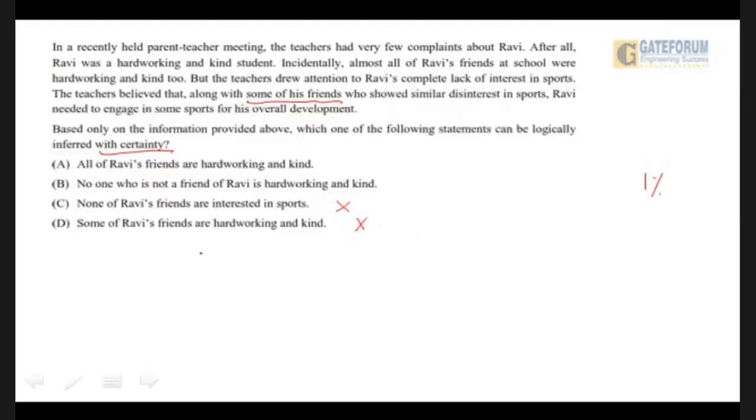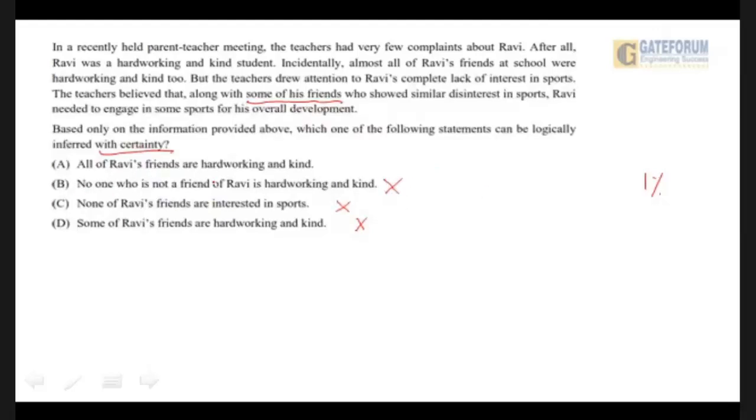No one who is not a friend of Ravi is hardworking and kind. Now, how can that be possible? I am not Ravi's friend. It means I am definitely lazy and definitely very rude. No, how can that be possible? So this is also absolutely wrong.